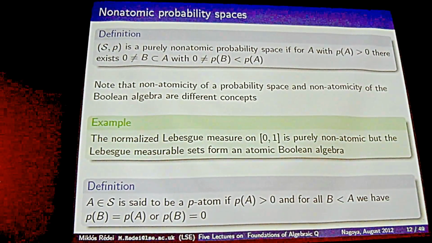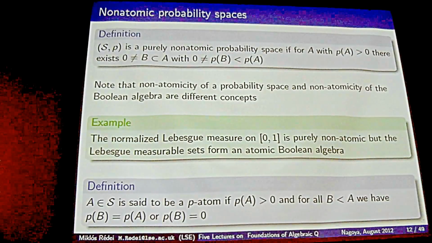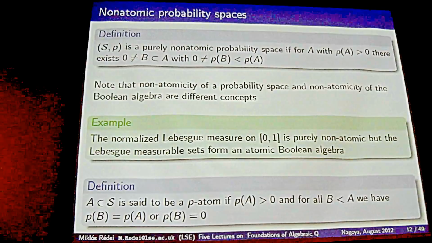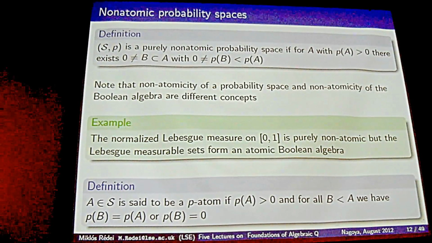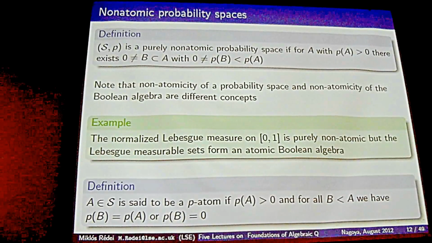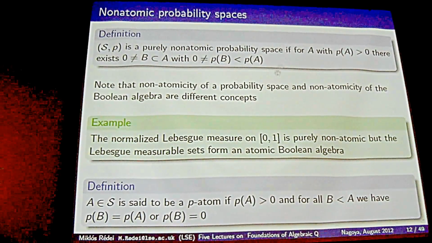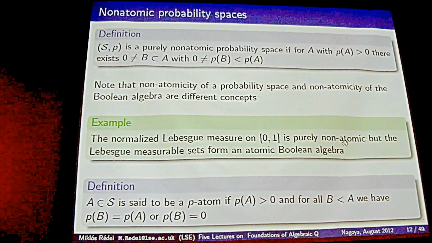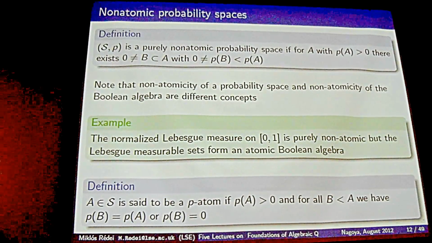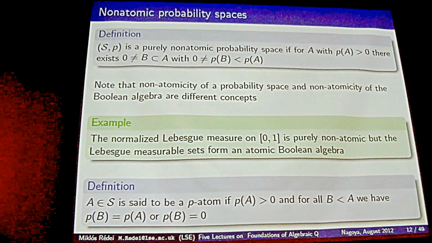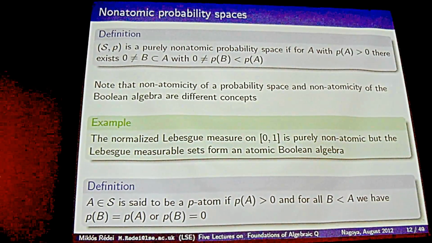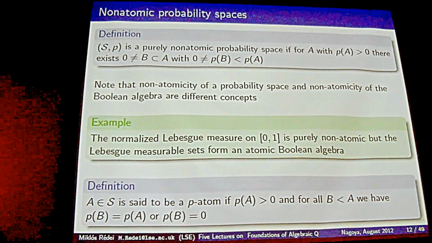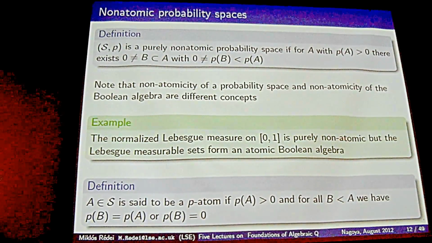Notice that non-atomicity can also be defined for the algebra itself, and non-atomicity in the measure theoretic sense and non-atomicity in the algebraic sense are different concepts, although they are not unrelated, as we will see. They are conceptually different. Here's an example. The normalized Lebesgue measure on the 0-1 interval is purely non-atomic as a measure space, but the Lebesgue measurable sets form an atomic Boolean algebra, because the one element sets, which are closed sets, are in the Lebesgue measurable sets. So it's atomic as a Boolean algebra, but the measure space is non-atomic.